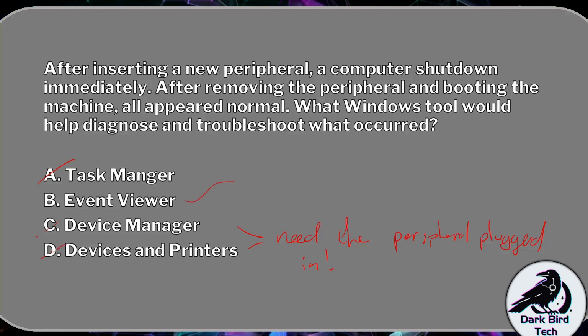Whereas Event Viewer lets us see logs, and we could go and find the logs for the hardware and the shutdown that occurred when we plugged in the peripheral. So Event Viewer would probably be more helpful in troubleshooting because we would see what sequence of events occurred, what logs happened when we plugged in that peripheral and the machine shut down. Device Manager would be useful if we could plug the device in without the computer shutting down. And Devices and Printers, that's for user-friendly, non-technical review of peripherals, and probably wouldn't help us much in this situation. So Event Viewer is going to help us because it's going to give us log evidence that we can use for troubleshooting.